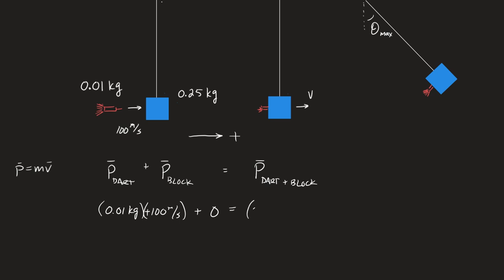However, after the collision, the dart has become embedded in the block, so they move together as if they were one object with a single mass, and they have one velocity. It is your responsibility now to find what the size of that velocity is. That's the momentum portion of the problem.